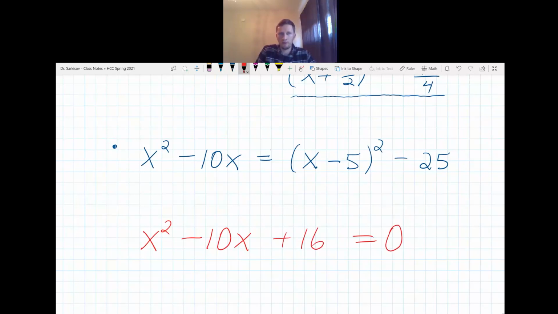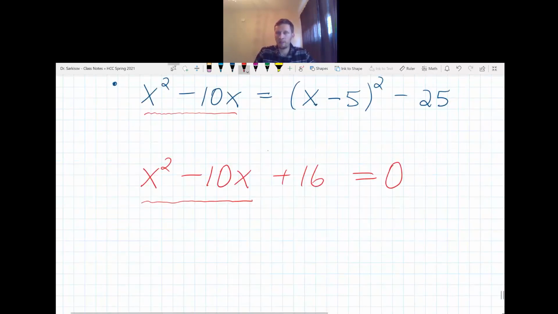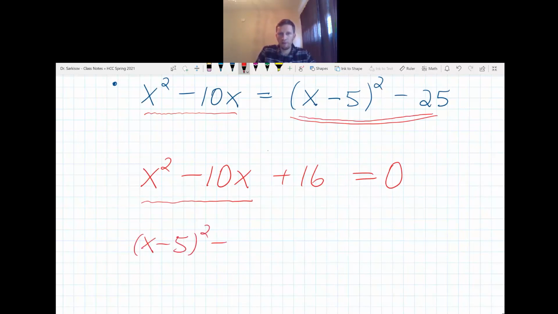Here's that underlined x squared minus 10x. Here's that underlined x squared minus 10x. I'm going to substitute for x squared minus 10x what I have on the right side here. Let me do the little double underline. It's the same thing. So I'm going to do x minus 5 squared minus 25. I'm just going to make it look different. That's all I'm doing. They're equal. And plus 16, I mean, I have it, equals 0.